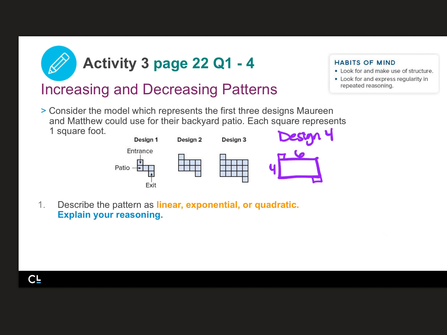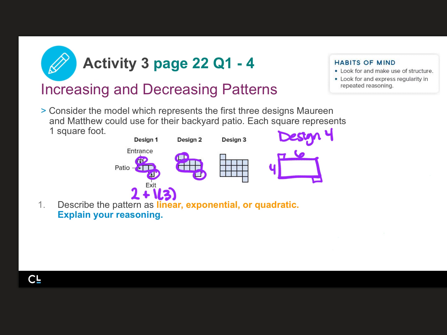If we wanted to write an equation for this now, we can look at that change happening in the middle, and it looks like this rectangle is getting larger and larger. So we'll always have these entrance and exit, which would be 2 tiles, plus in this case we have a 1 by 3 rectangle.